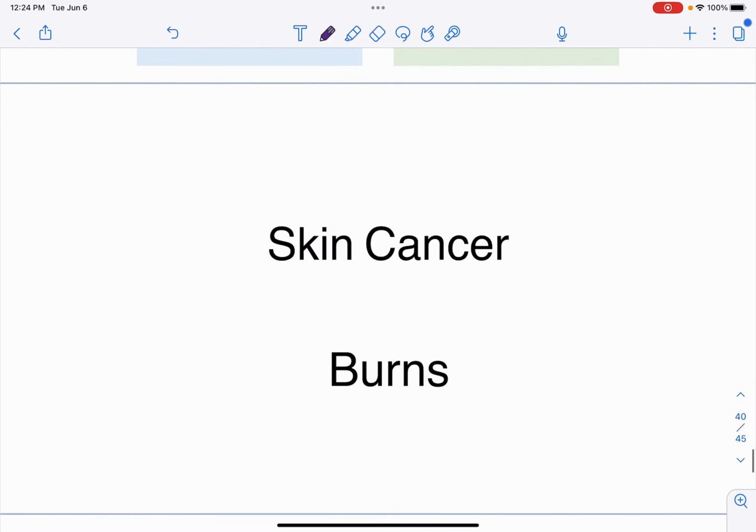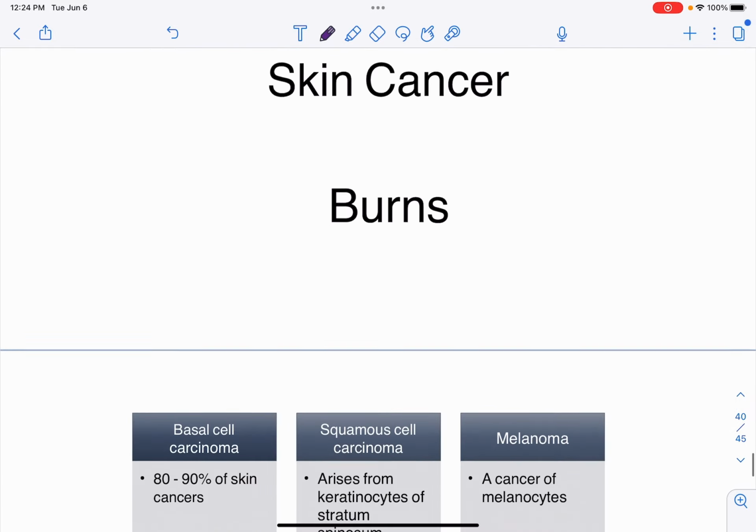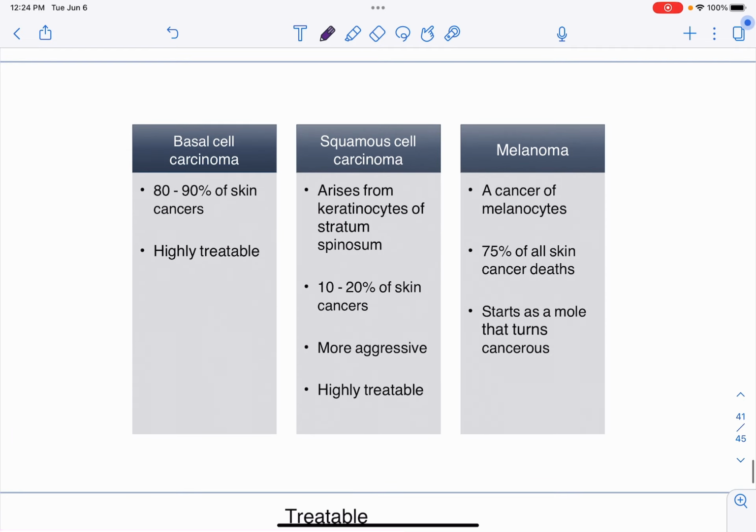All right, and then the last topic is skin cancer. I think this is an important topic to go over before we end this lecture series on skin. So there are three types of skin cancer. There's basal cell carcinoma, squamous cell carcinoma, and then melanoma. Basal cell carcinoma is really the most predominant one. That's the one that makes up about 80 to 90% of all skin cancers, but it is highly treatable.